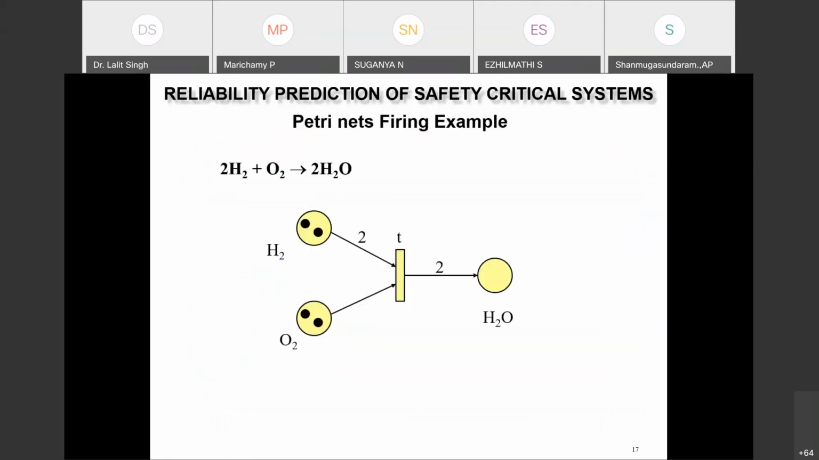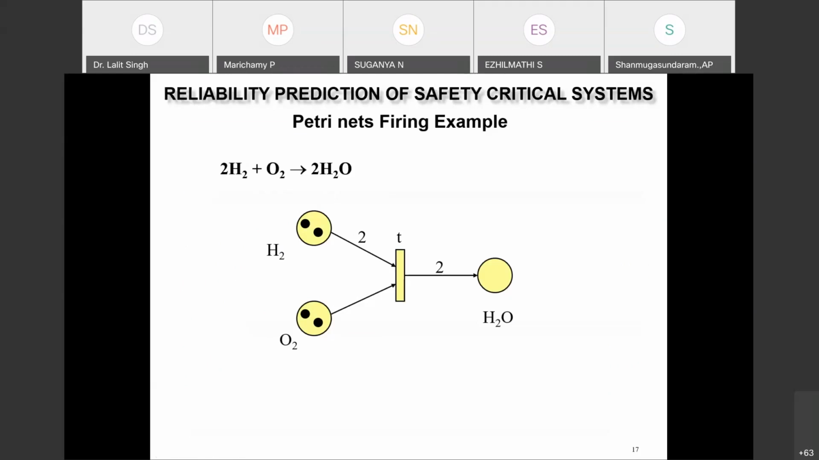Now let us look at the modeling constructs of these Petri nets. What are the basic building blocks? We have taken a very small basic example just to understand the working mechanism of these Petri nets. For example, I want to model a very small chemical reaction, hydrogen plus oxygen gives water. And this figure that is shown is a Petri net figure.